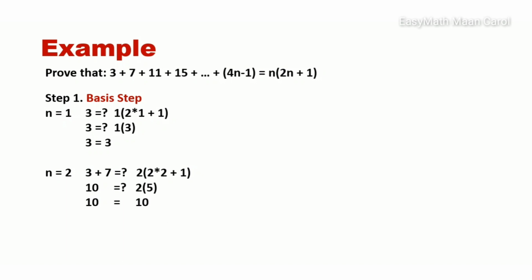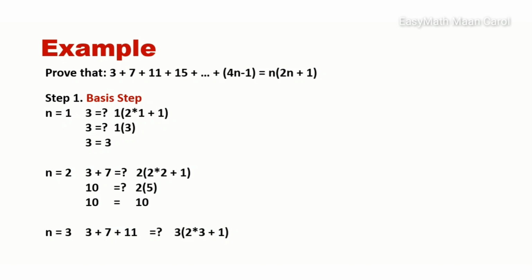Finally, we will show that it is also true for n is equal to 3. So kukuha ulit tayo ng tatlong terms naman dun sa left side. So we will get 3 plus 7 plus 11. At doon naman sa right side of the equation, we will substitute the variable n with the number 3.